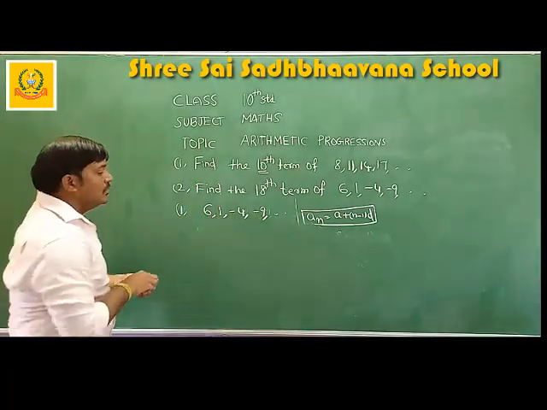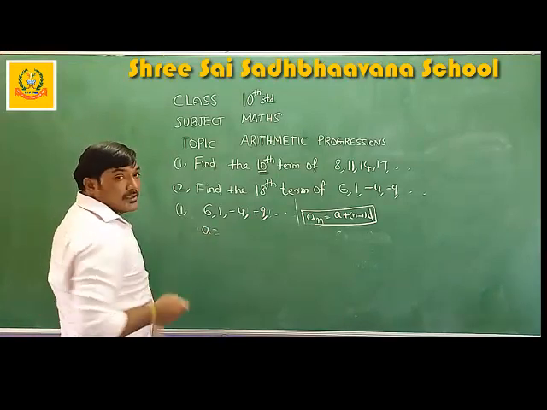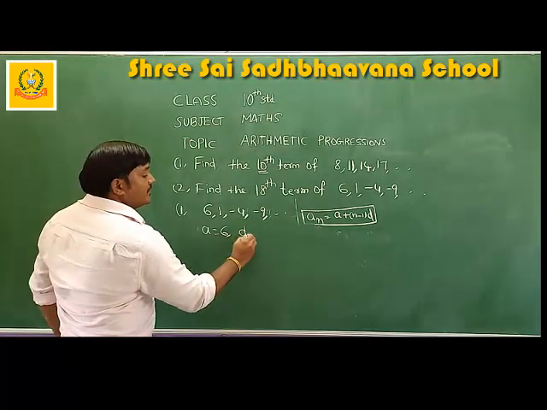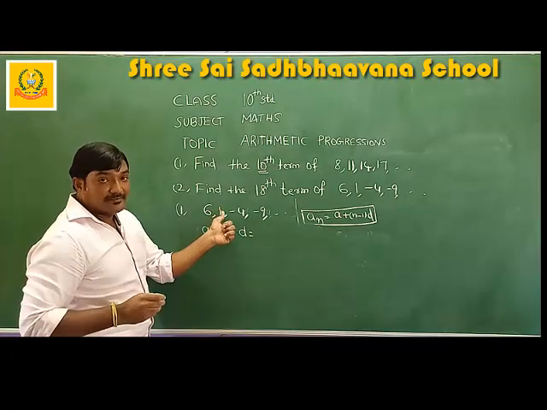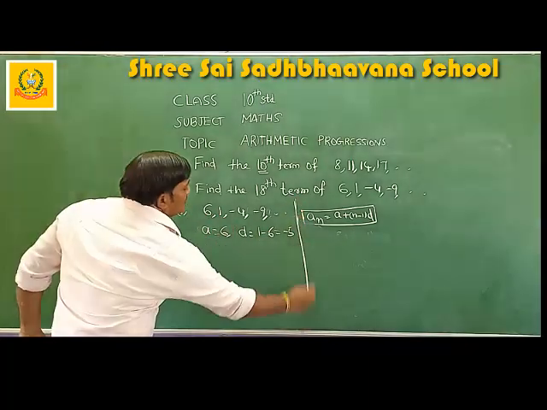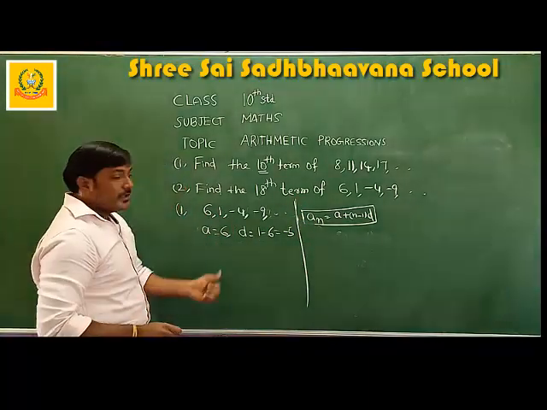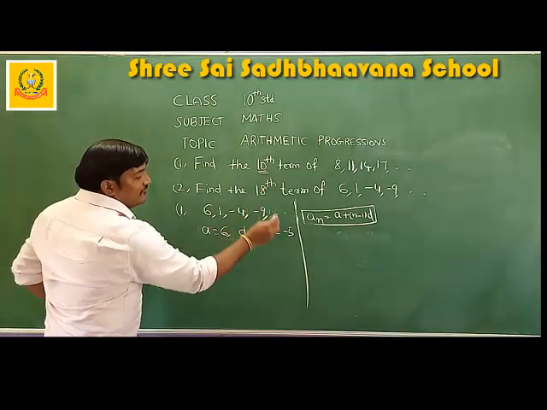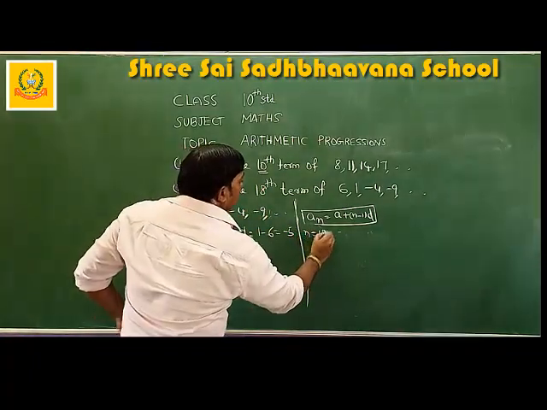So now, what is the first term? A, which is 6, correct? Now, D. How to find D? Second term minus first term, which is 1 minus 6, minus 5. Okay. So we have to find the nth term, meaning the 18th term. The n value should be 18.